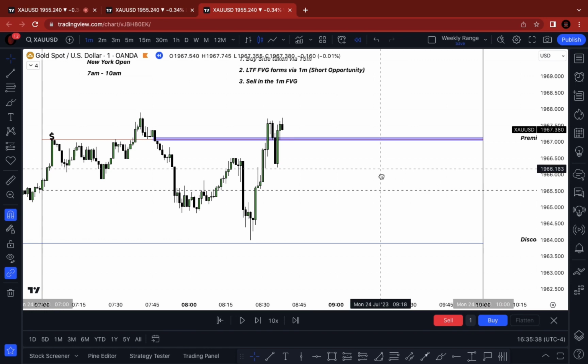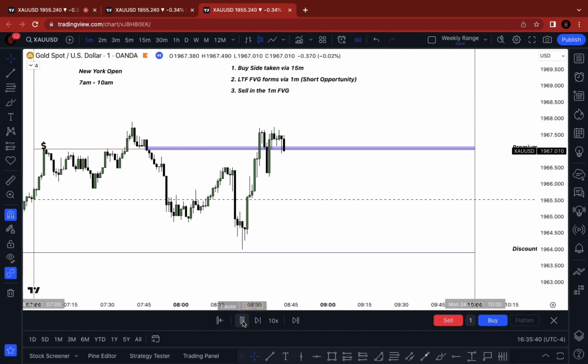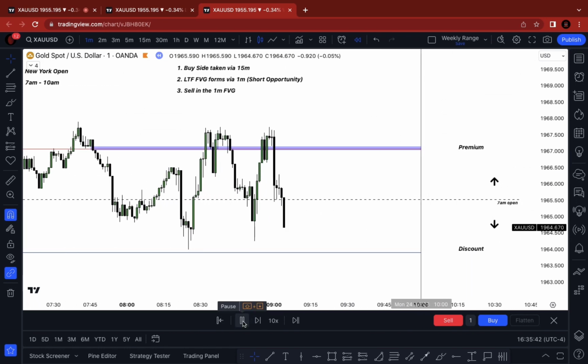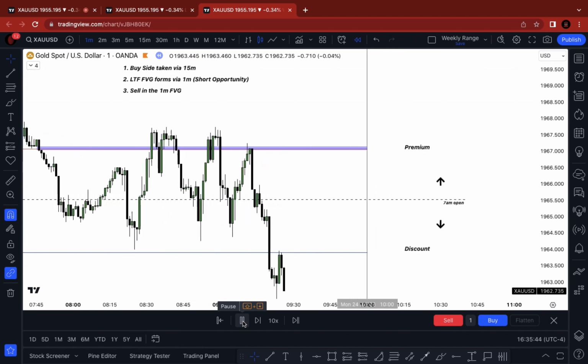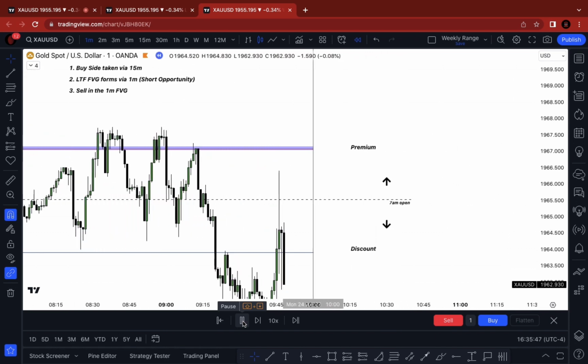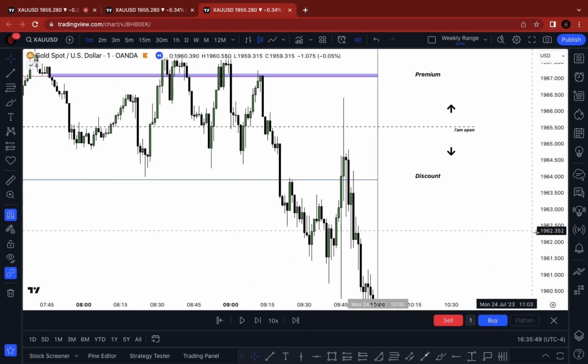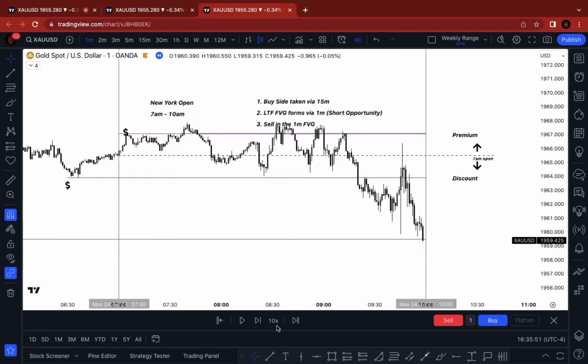Yes, you do endure some drawdown, but that's when you would use a certain amount of risk. And there you go. I'm going to pause it right at 7. Got pretty close.